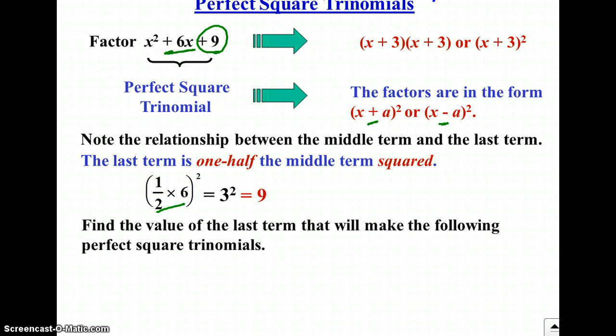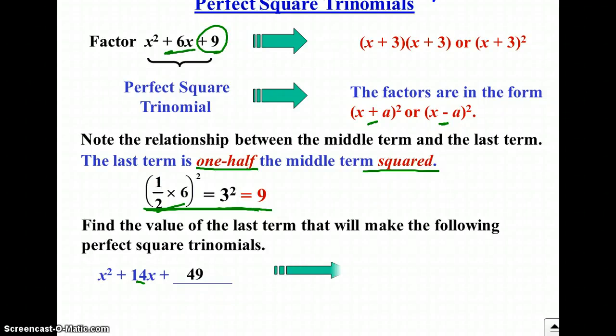Keeping that idea in mind, let's find a value for the last term that will make the following perfect square trinomials. So what value can I add to this x squared plus 14x to make it a perfect square trinomial? Well, recall this relationship. Take half the middle term and square it. So half of 14 is 7. 7 squared is 49, so I'm going to add 49. And if I factor that, I get (x plus 7) all squared.